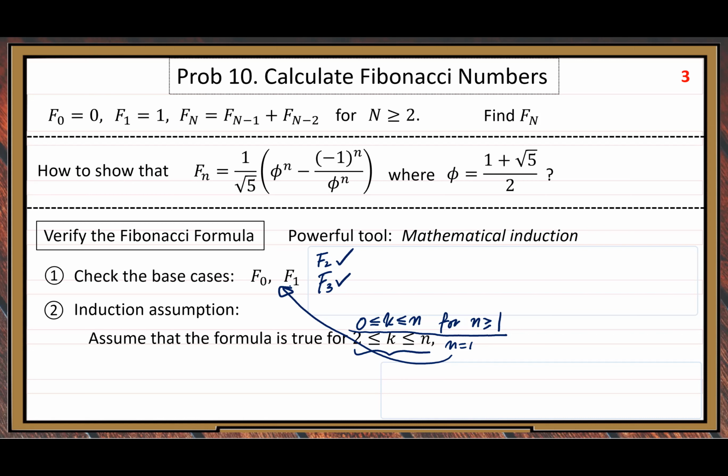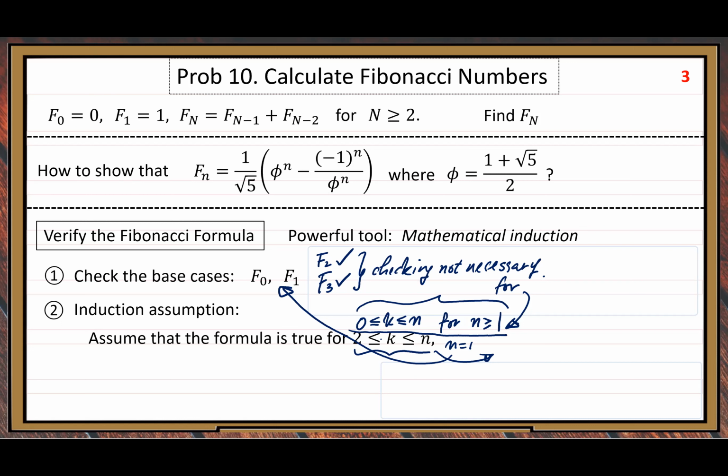That means we do not need to do the F2, F3 checking. F2, F3 checking is not necessary for this version of the induction assumption. But for the version with k between 2 and n, it is necessary.